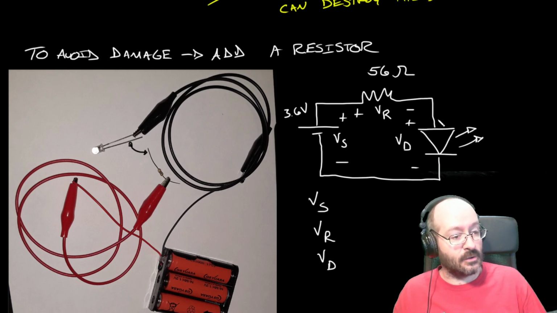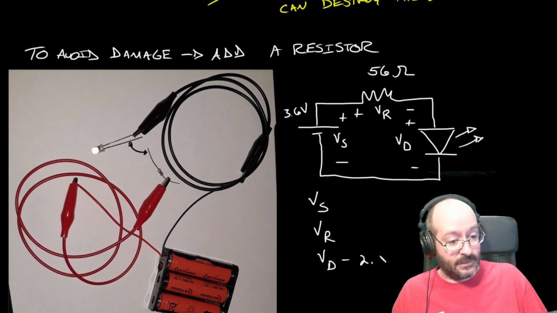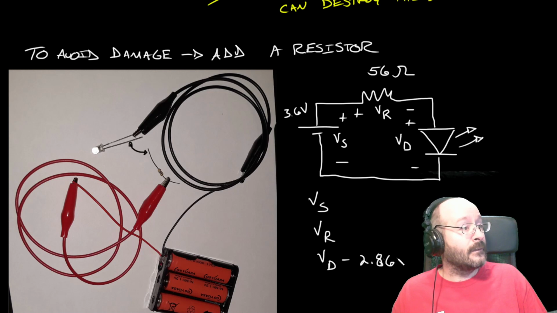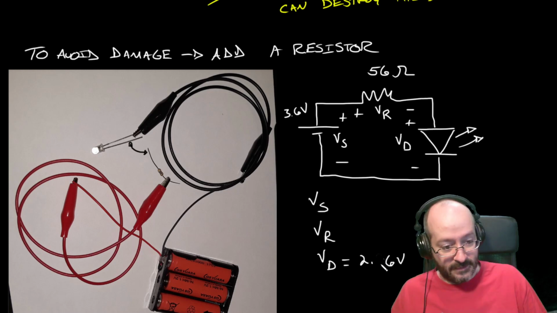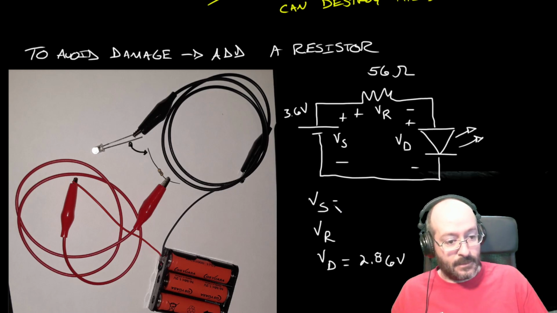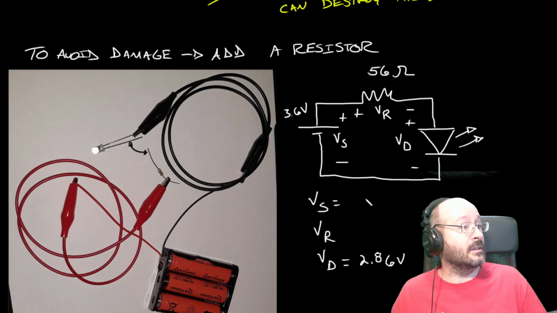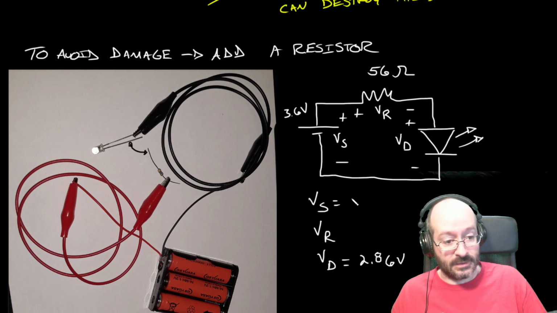0.86, I'm guessing that's across the diode. Let's go ahead and use her numbers. 2.86 volts. It looks like VS is, what did she get? 3.63 volts.